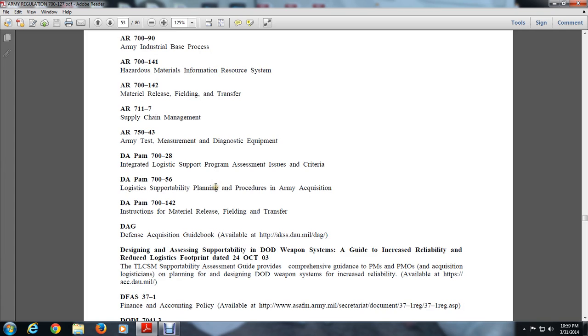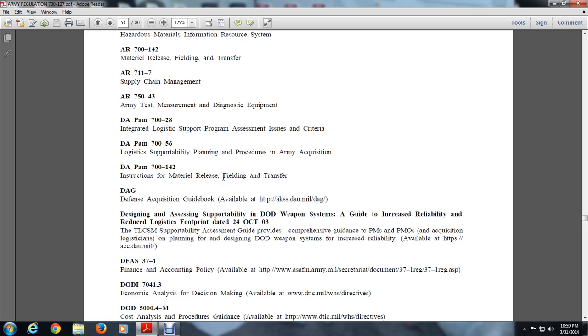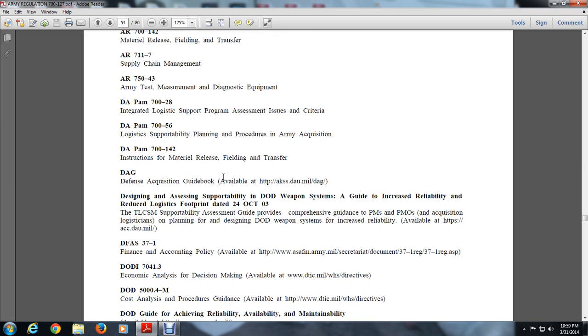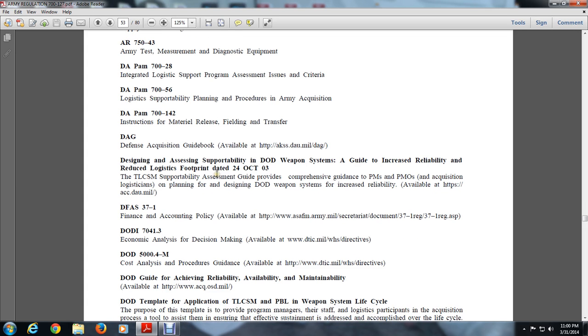DAG, the Defense Acquisition Guidebook, at akss.dau.mil/dag. Designing and assessing supportability in DoD weapon systems, a guide to increased reliability and reduced logistics footprint, dated October 24th, 2003. DFAS financial accounting policy, economic analysis and decision making, cost analysis procedure and guidelines.